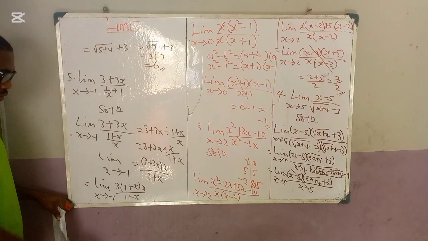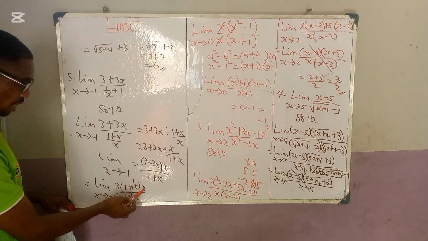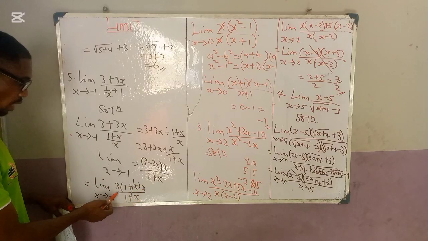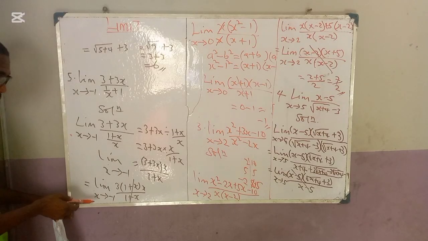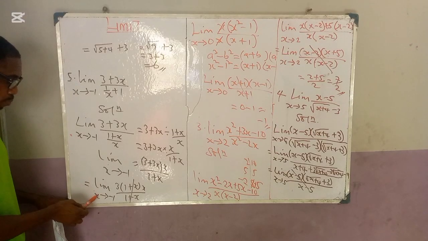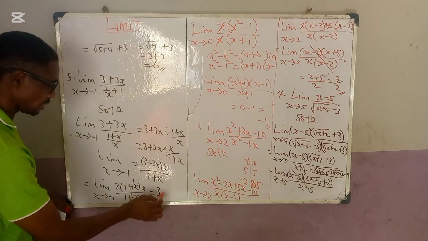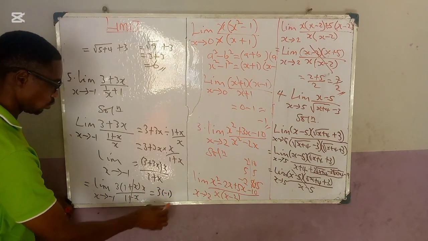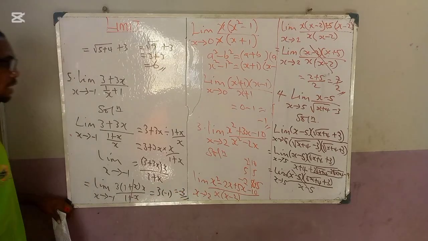So this and this are the same, they cancel out. What do I have here? I have 3 times x. Alright? And also remember, as x approaches minus 1, I'm going to have 3 times minus 1, which equals minus 3. Final answer.